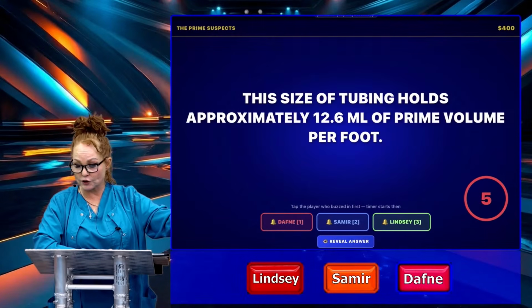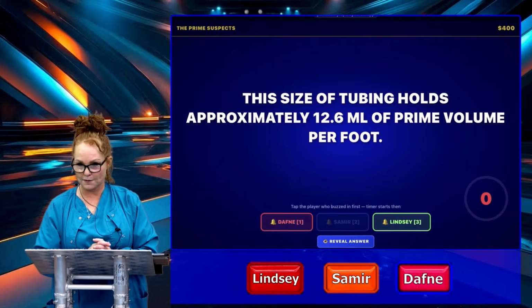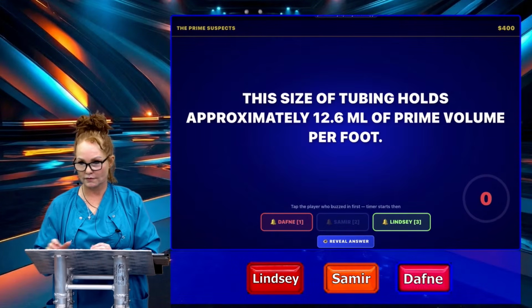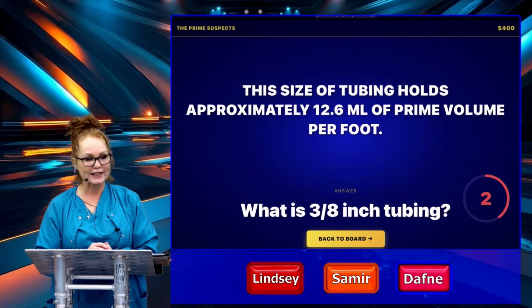Lindsay, you have control. Let's do Prime Suspects for 400. The size of tubing holds approximately 12.6 milliliters of prime volume per foot. Samir, what is quarter inch? Your time is up, sorry. Anybody else? No. No? What is 3/8 inch tubing?